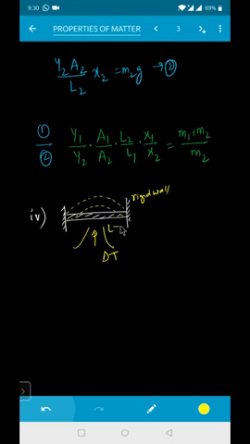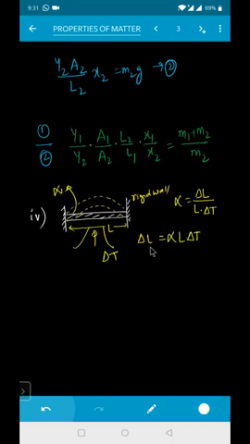The length of this rod is, for example, capital L. Due to the increase in temperature, the increase in length can be represented by the formula delta L is equal to alpha into L into delta T, because it is made of a material with coefficient of linear expansion alpha. We already learned in thermal expansion that the coefficient of linear expansion alpha is equal to change in length divided by original length into temperature difference. That is the reason I am writing delta L is equal to alpha L delta T.